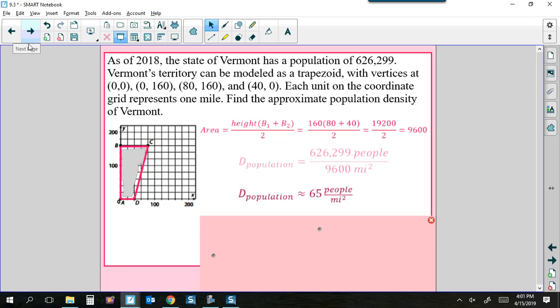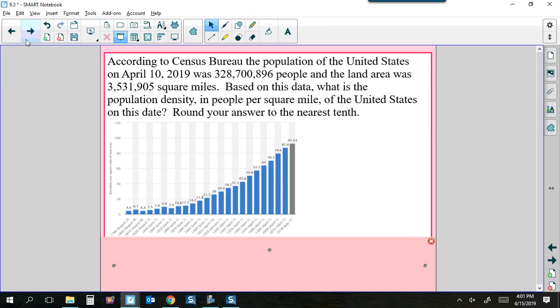All right, moving on. Last problem about population density. According to the Census Bureau in the United States, there were 328,700,896 people, and the land area was 3,531,905 square miles in the United States.